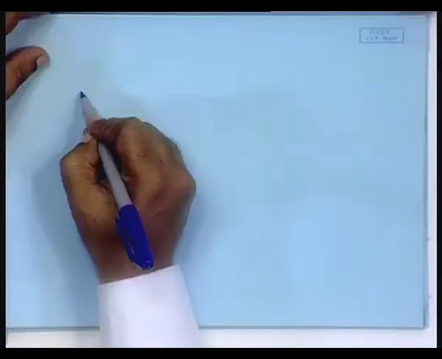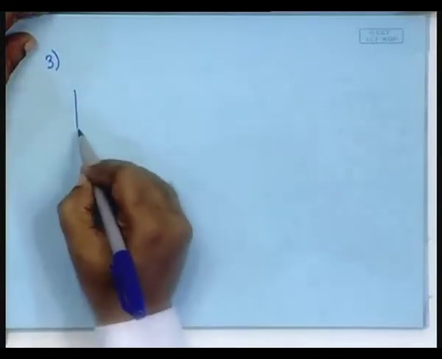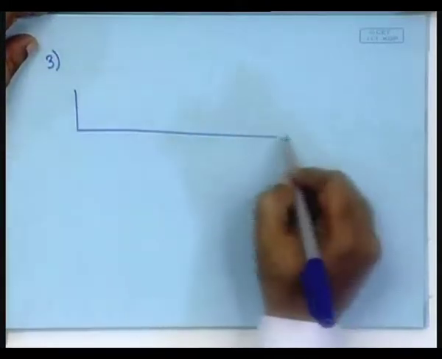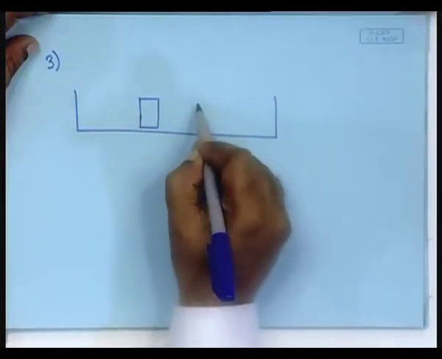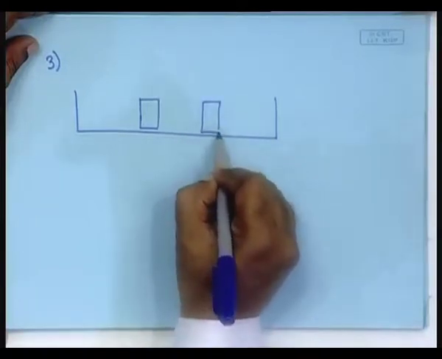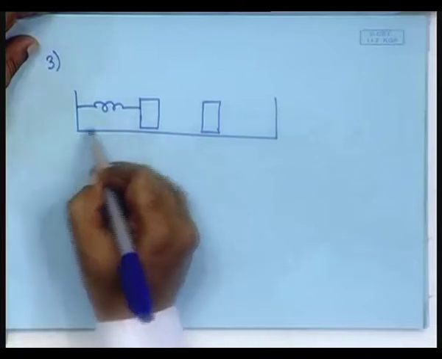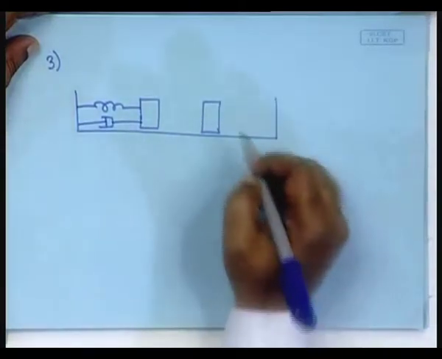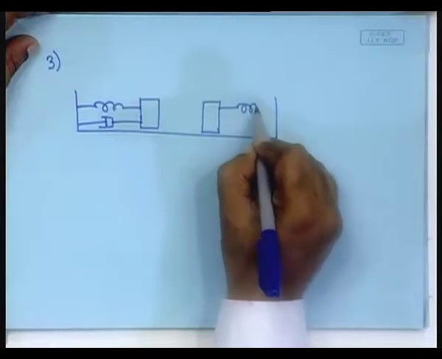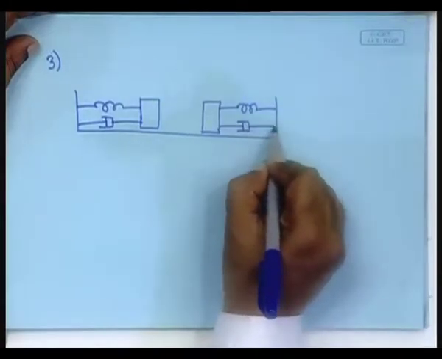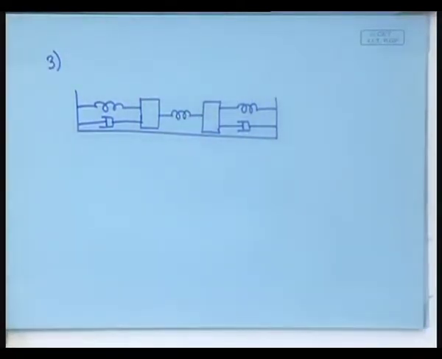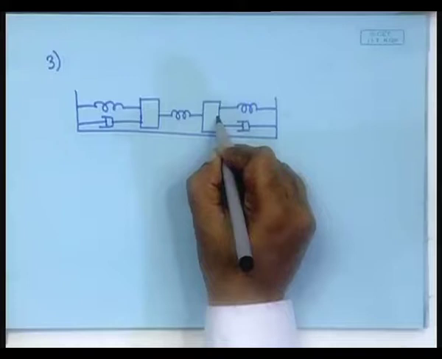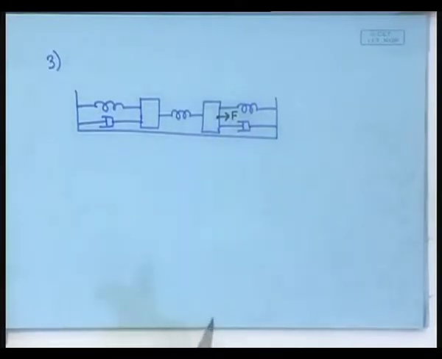How about this problem 3? There are two masses, this one is connected by a spring damper arrangement, this one is also connected by a spring damper arrangement, and these two are connected by means of a spring. And say there is a force F pulling this mass.